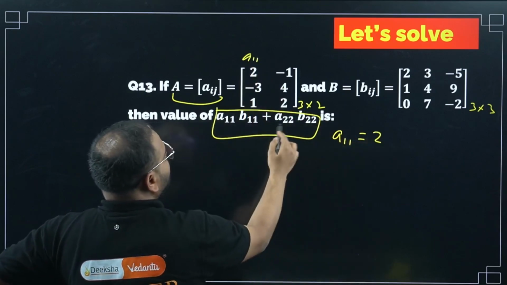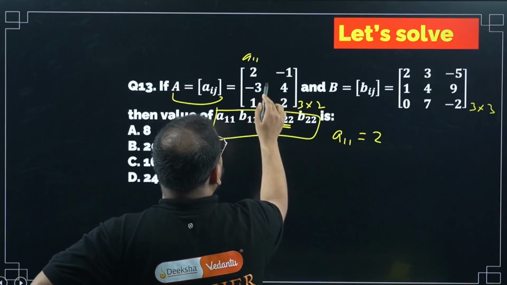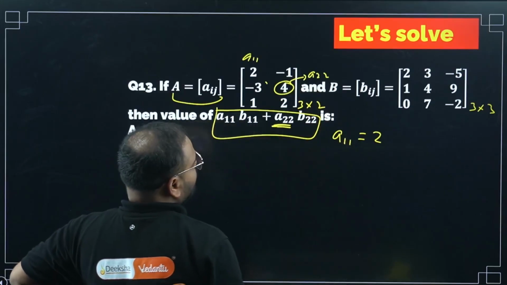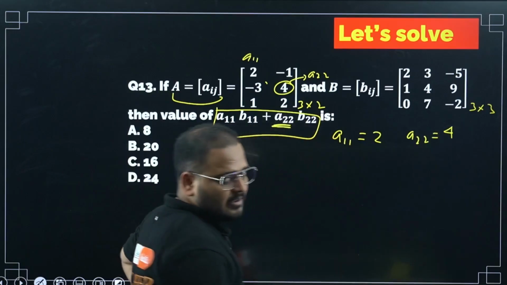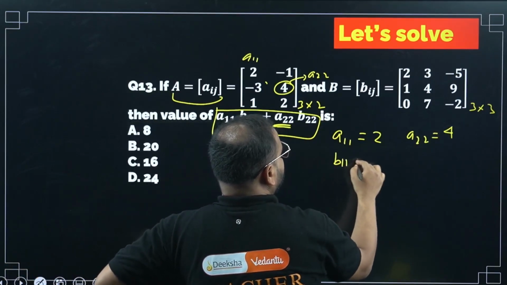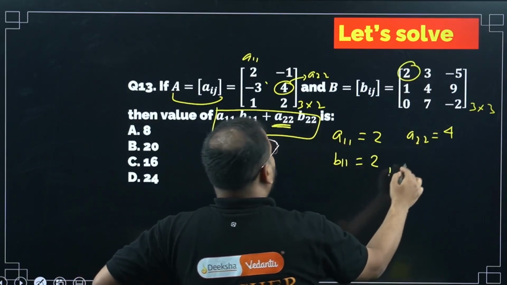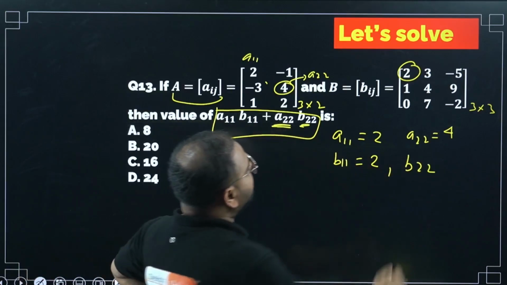What is A22? A22 will be this value, sir. This is A21. This is my A22. A22 is how much? So A22 is nothing but 4. Correct? Okay. Same way, find B11. B11 is this, so 2 again. What about B22? B22 will be this element.